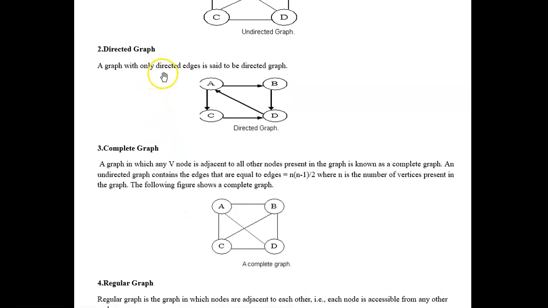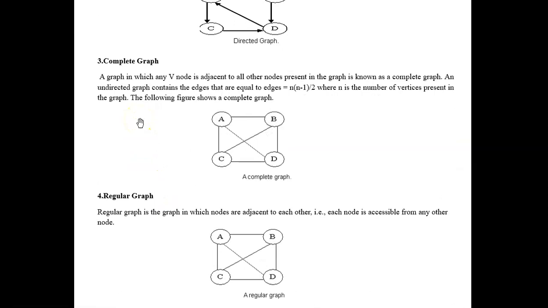Directed graph. A graph with only directed edges is said to be a directed graph. This is the representation of a directed graph. And coming to complete graph, a graph in which every node is adjacent to all other nodes in the graph is known as a complete graph.